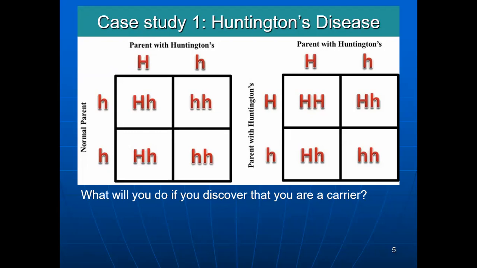Okay, so the question is, what will you do if you discover that you are a carrier? Someone in your family at the age of, let's say, 48, developed the symptoms for Huntington's disease. And the doctor diagnosed that, yes, this person actually got Huntington's disease. Then after that, the whole family goes for screening, and you discover that you're a carrier. So once you discover you're a carrier, what can you do differently? What will you do differently?